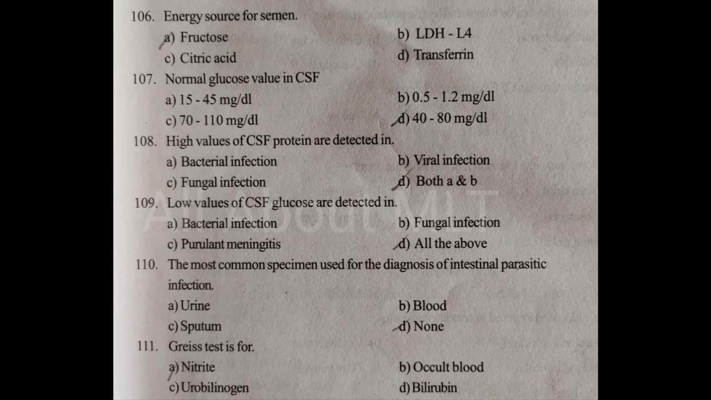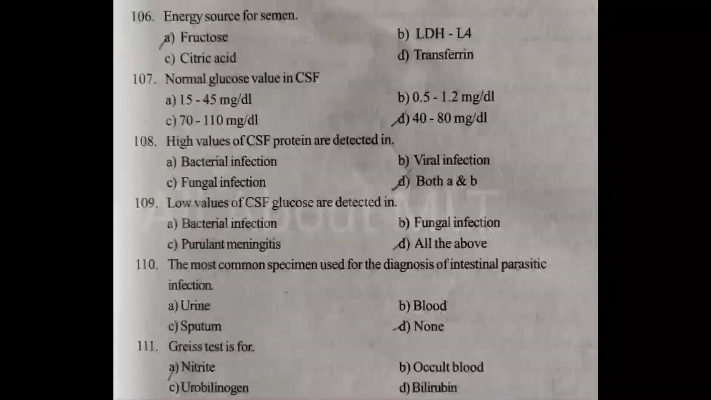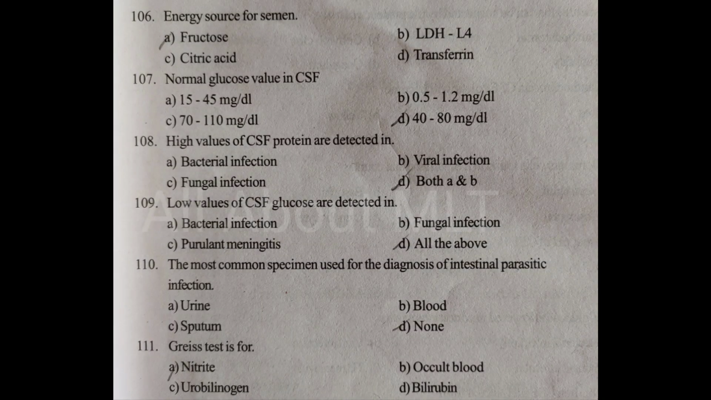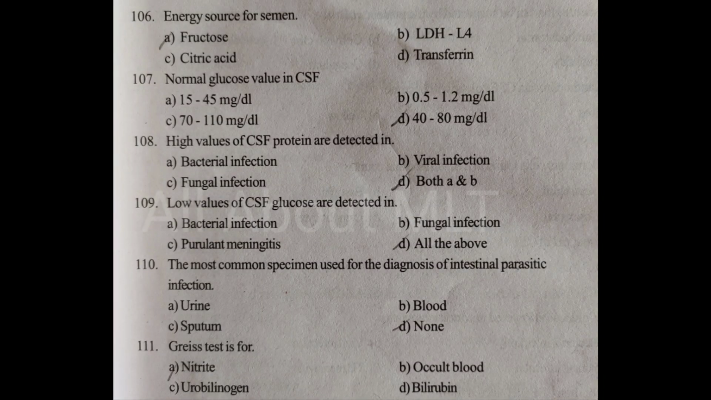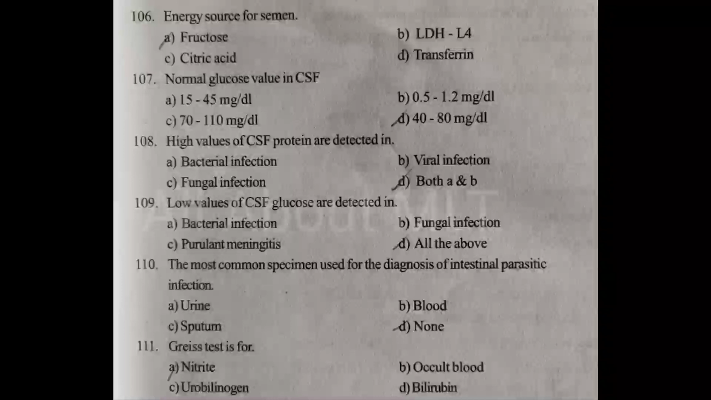The most common specimen used for the diagnosis of intestinal parasitic infection. Option A urine, option B blood, option C sputum, option D none of the above. And the answer is option D none of the above. Griess test is used for option A nitrite, option B occult blood, option C urobilinogen, option D bilirubin. And the answer is option A nitrite.